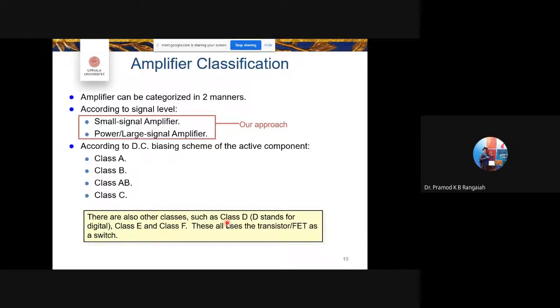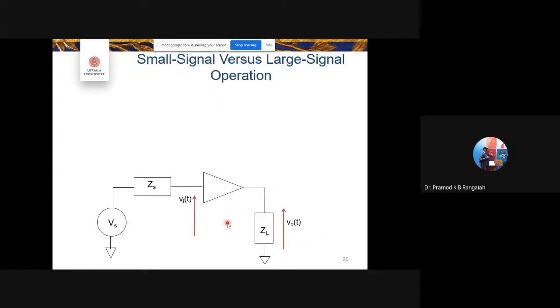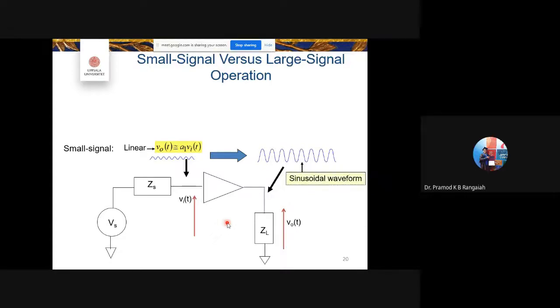So based on that, we have to choose. First is a small signal or a large signal, and then we have to decide what kind of class you are going to design for it. So, small signal versus large signal: why am I considering looking at it? Let's see.